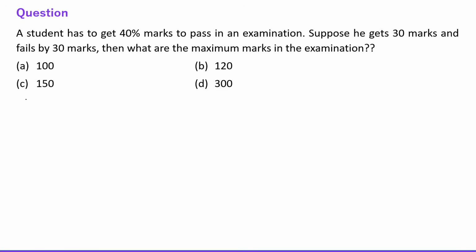Next question is saying a student has to get 40% marks to pass in an examination. Suppose he gets 30 marks and fails by 30 marks. See everyone, if he is scoring 30 marks and he is failing by 30 marks, it means total passing marks are 30 plus 30, which is 60 marks. Right? 60 marks is equal to the passing marks.